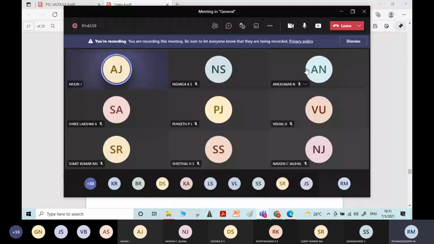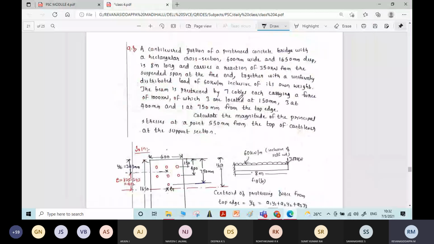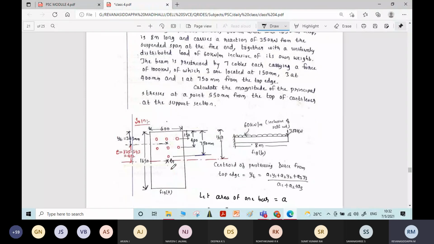See, students, here in the previous problem we used to give directly the cable profile, the cable profile eccentricity. What is the eccentricity at the support? What is the eccentricity at the midspan? We used to give it directly, but here in this problem it is not given. We have to find it. How to find it? Here the bars are located at different positions. First, what we have to do is find the centroid of the prestressing force. What is eccentricity actually?